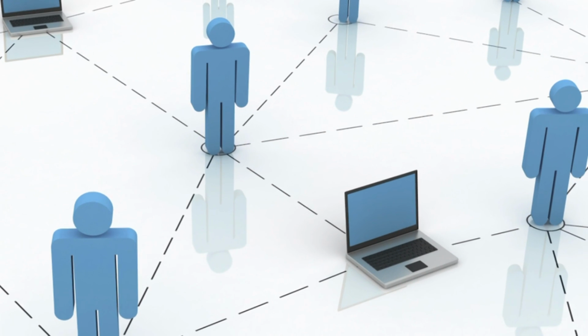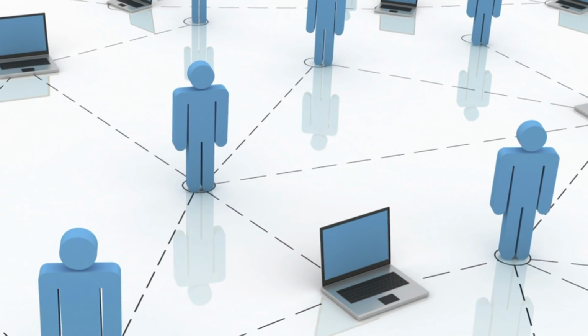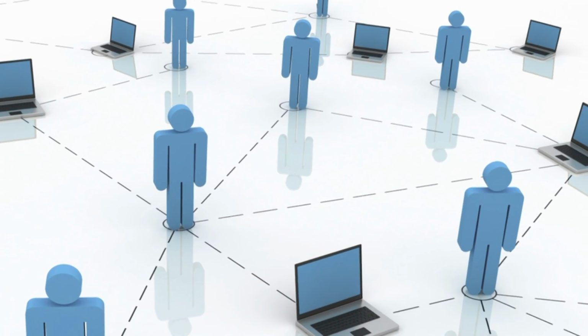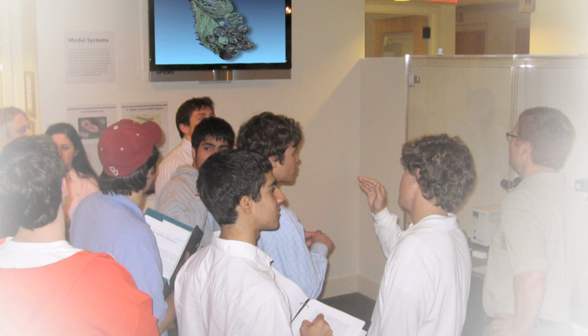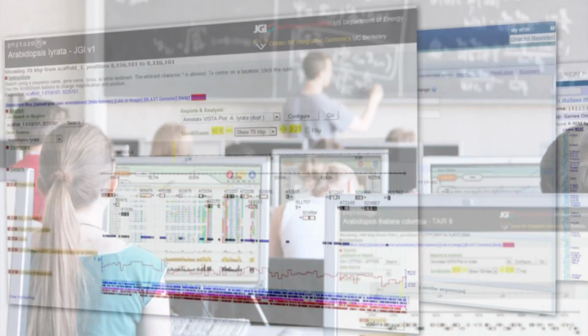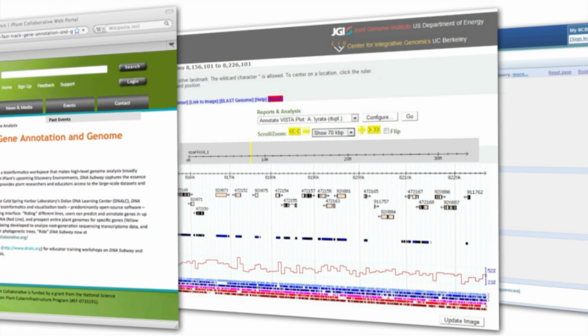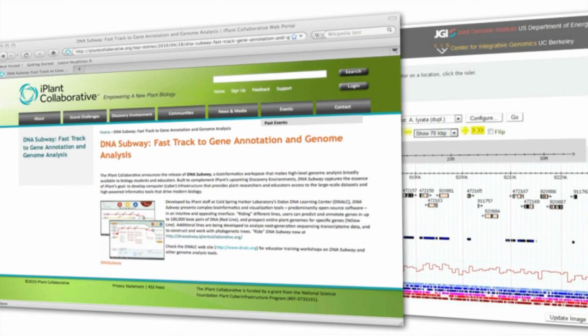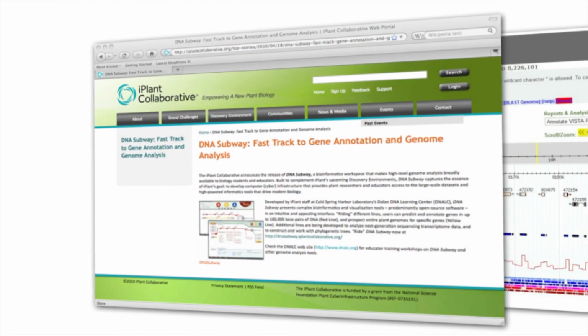By sponsoring distributed informatics projects, iPlant extends high-level computation to advanced high school and college classrooms. In this way, students and teachers can work with the same data at the same time and with the same tools as research biologists.